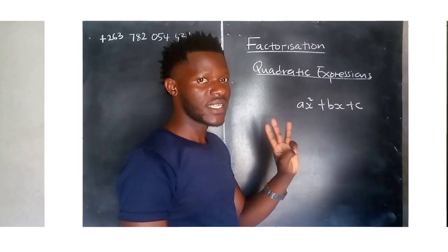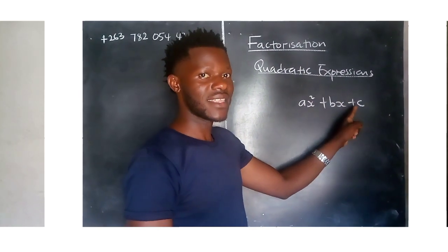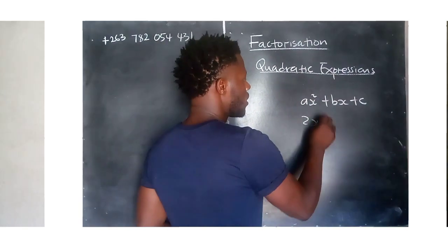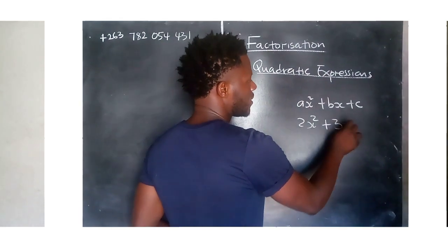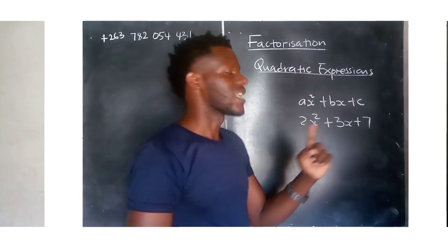We'll be having 3 terms: one with a letter with power 2, a letter with power 1, and the other term, the constant value, without any letter. For example, 2x squared plus 3x plus 7. This is a quadratic expression.